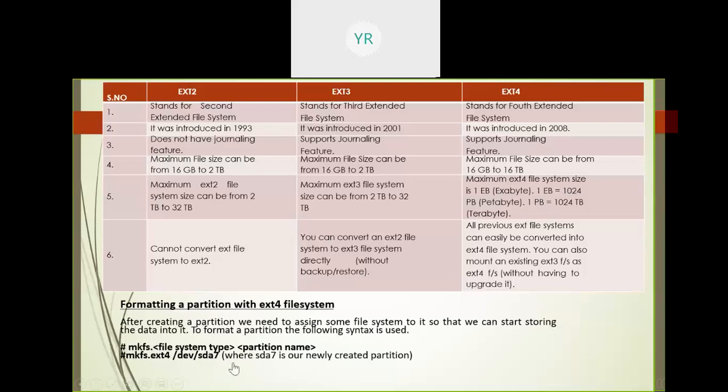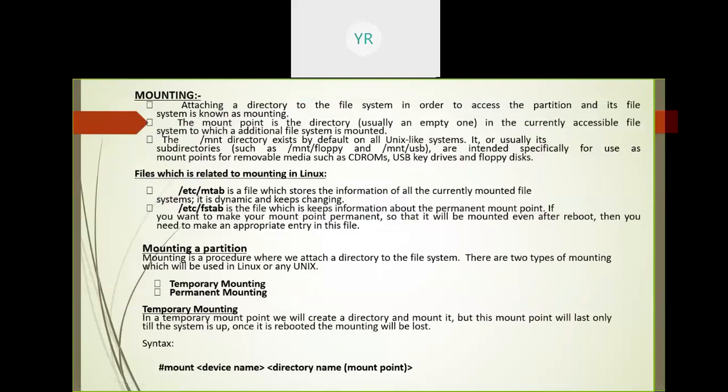Okay, next, after formatting a partition with a file system, the next step is that you need to mount that partition. So first of all, what is mounting? Mounting is very simple: attaching a directory to the file system in order to access that partition and its file system.